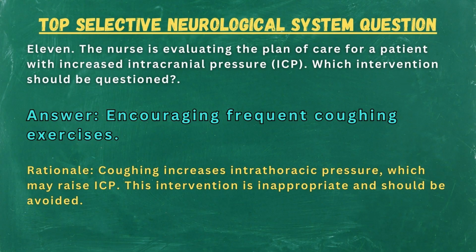11. The nurse is evaluating the plan of care for a patient with increased intracranial pressure, ICP. Which intervention should be questioned? Answer: Encouraging frequent coughing exercises. Rationale: Coughing increases intrathoracic pressure, which may raise ICP. This intervention is inappropriate and should be avoided.